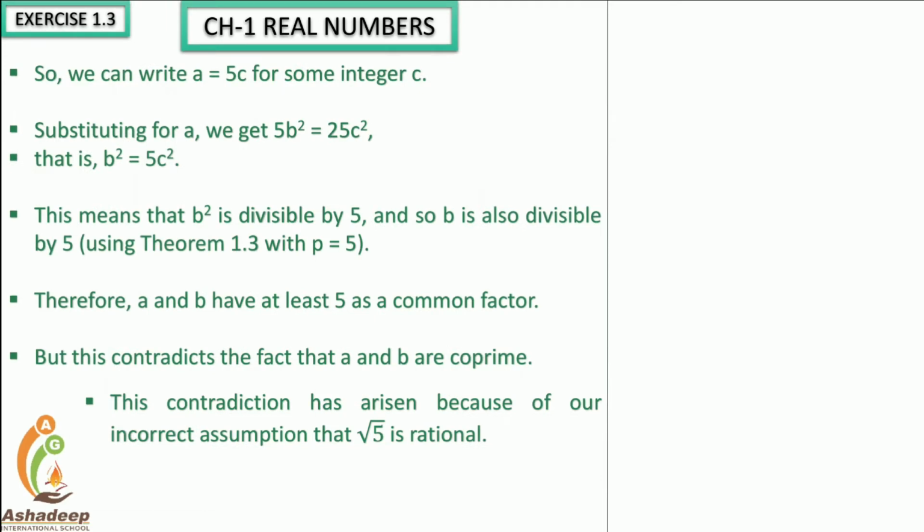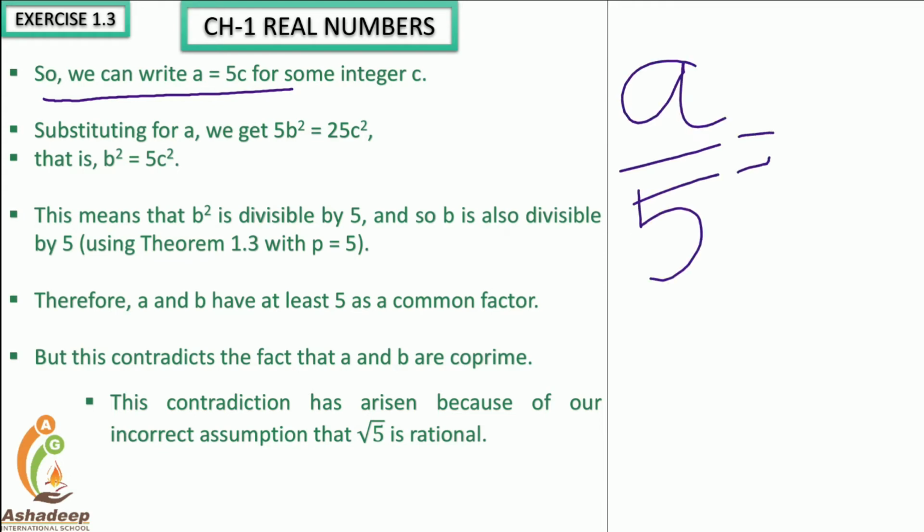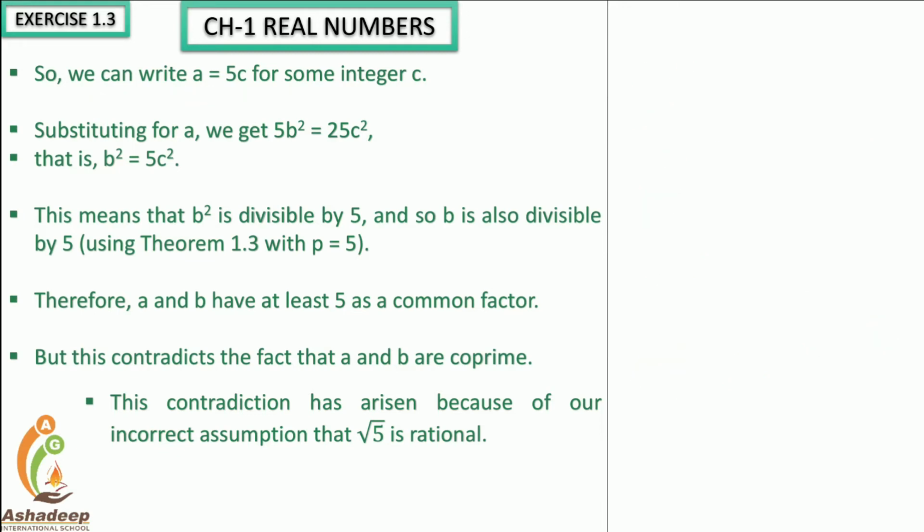Now let's move ahead. We can write a is equal to 5c. How? We know that a divided by 5 is equal to some number. Assume that it is c. So a is equal to 5c. Now squaring on both the sides, substituting the value, 5b square is equal to 25c square.